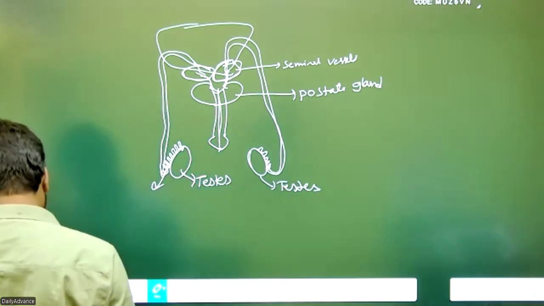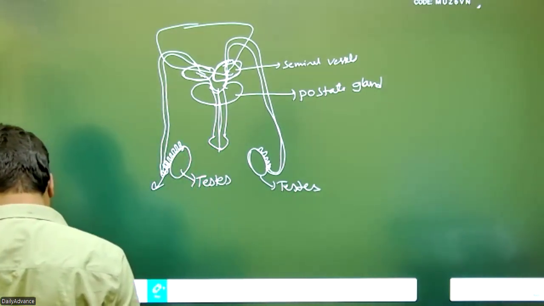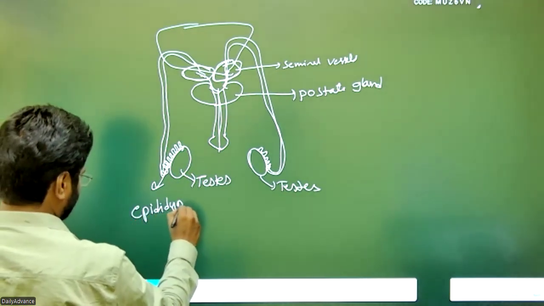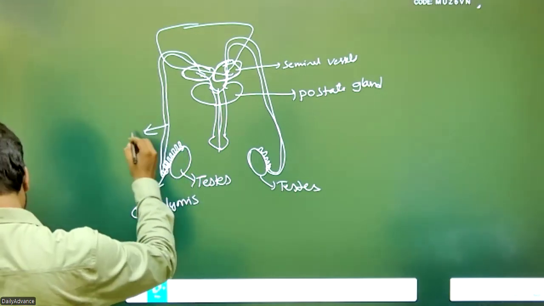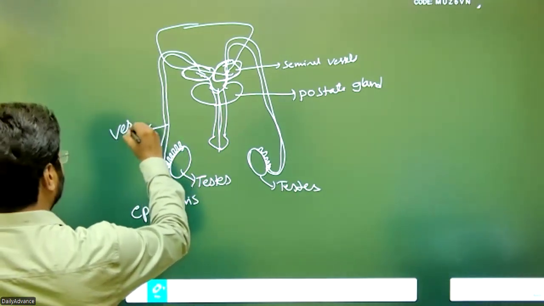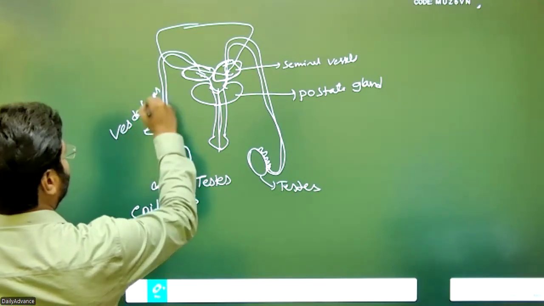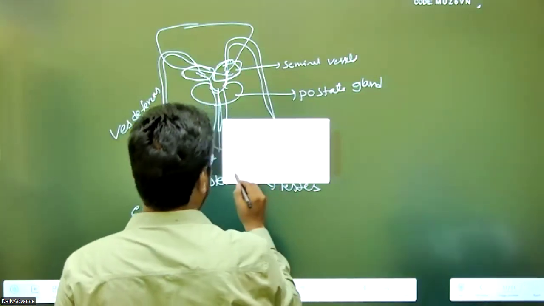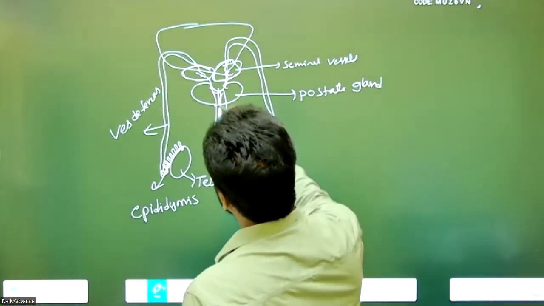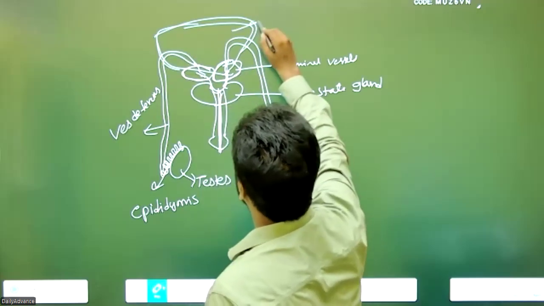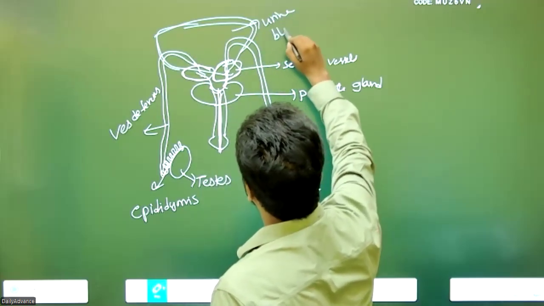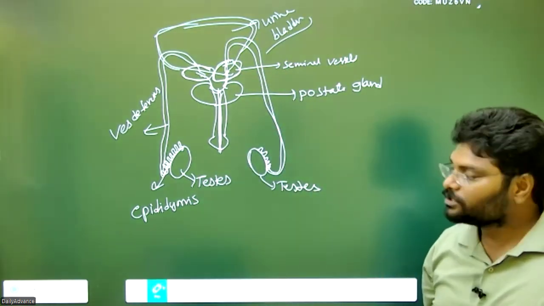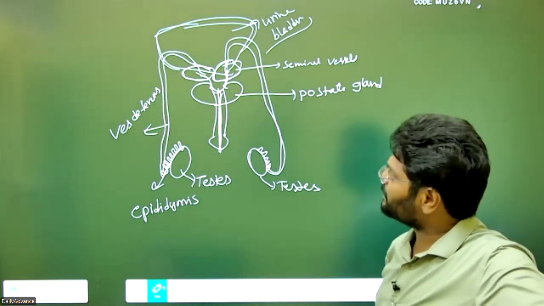This we call the epididymis. This we call the vas deferens. This we call the prostate and seminal vessels. This is the urethra opening. This is the urinary bladder. So the penis has two works. The first one is urine related, the second one is sperm related.